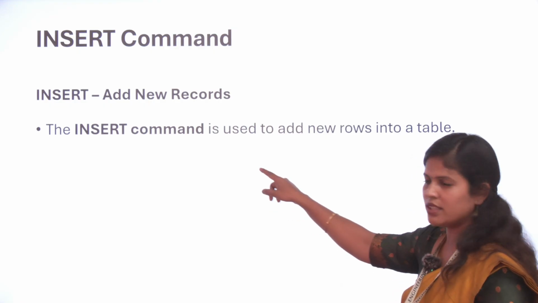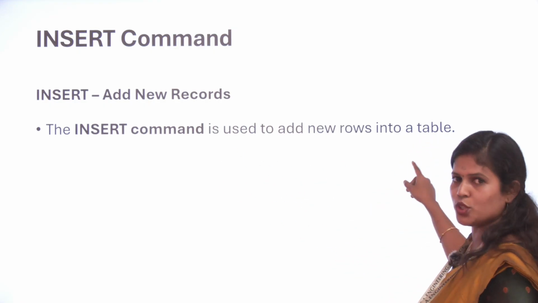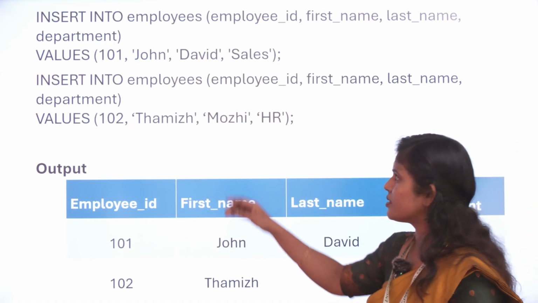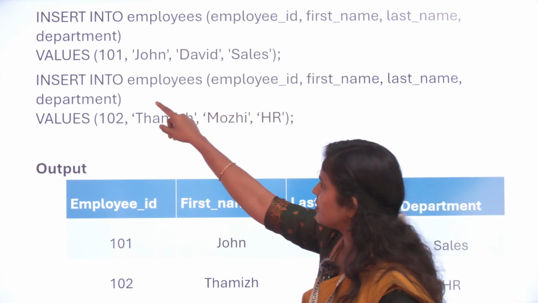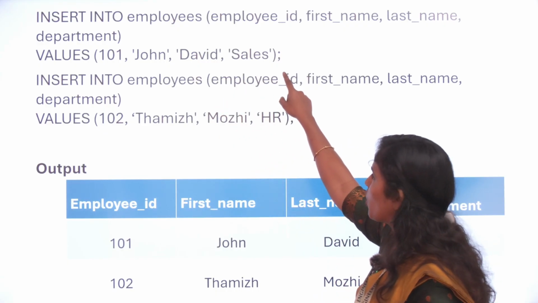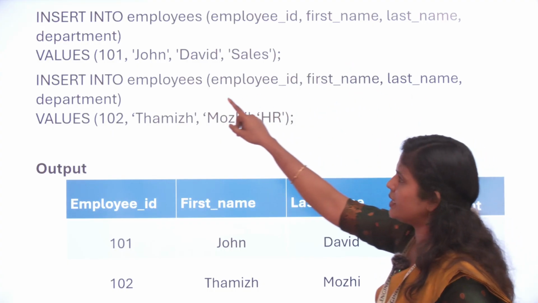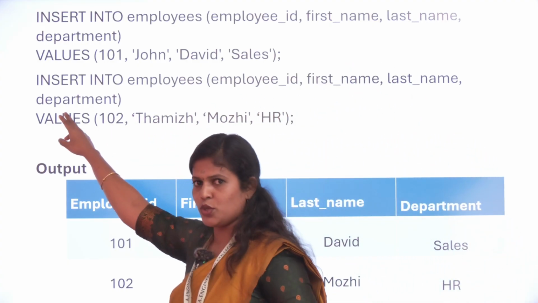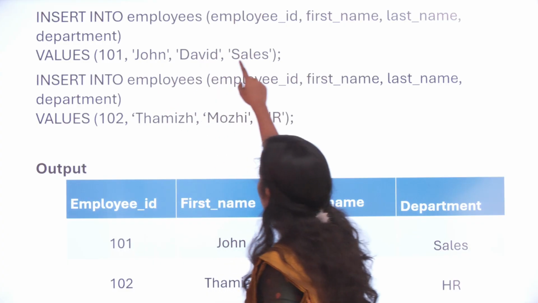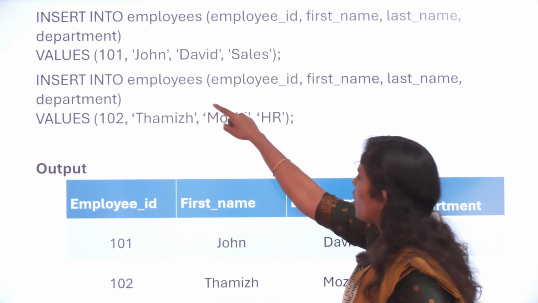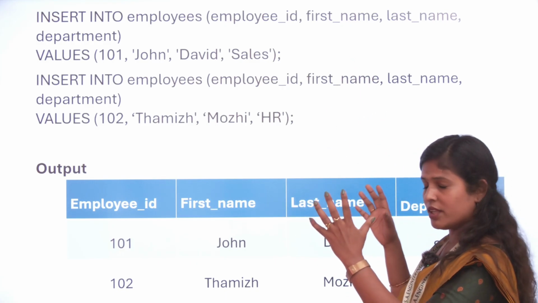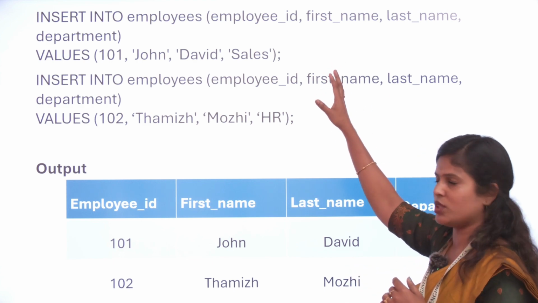And as I already mentioned, insert will help you to add rows into your table. This is an example for this: insert into employees, where employees is the table name and employee ID is one of the column names, along with first name, last name, and department. The values help you to store your respective values in those columns. This 101 will be stored in employee ID, and this John will be stored in first name, in the same order as the columns.